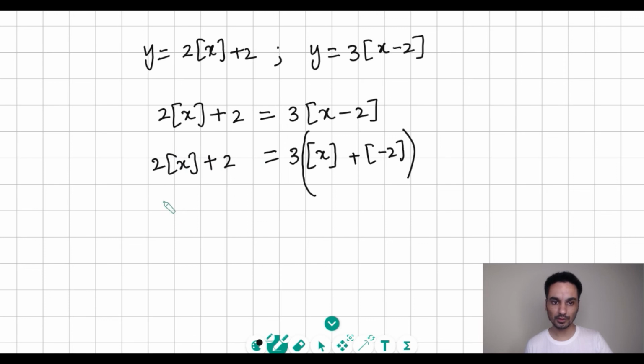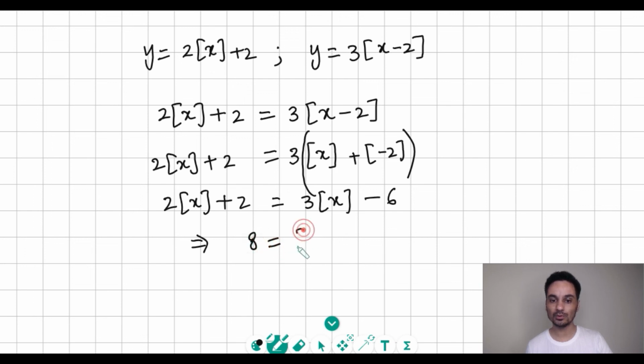Let's simplify this. So 2 times greatest integer x plus 2 is equal to 3 times greatest integer x, and greatest integer of -2 is basically -2, so that means we have 3 times -2, that is -6. If we simplify this further, we can isolate greatest integer x terms on one side and constants on the other side, so we'll get 8 is equal to greatest integer x.